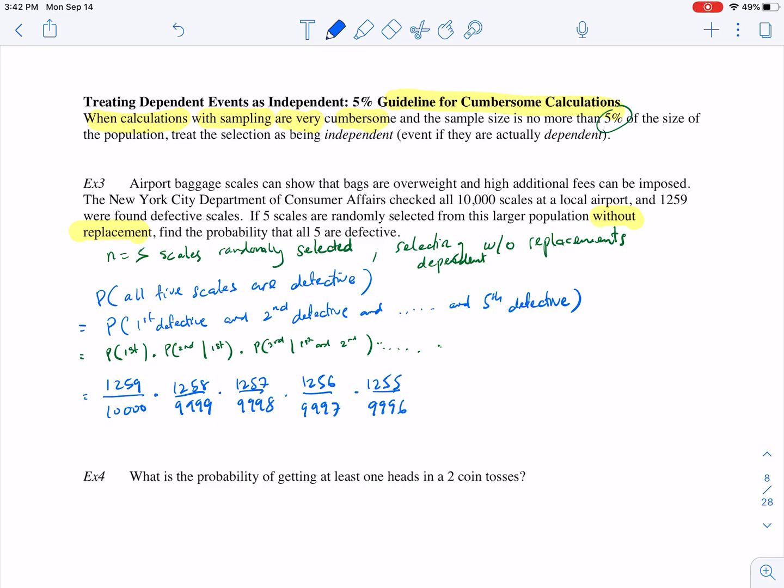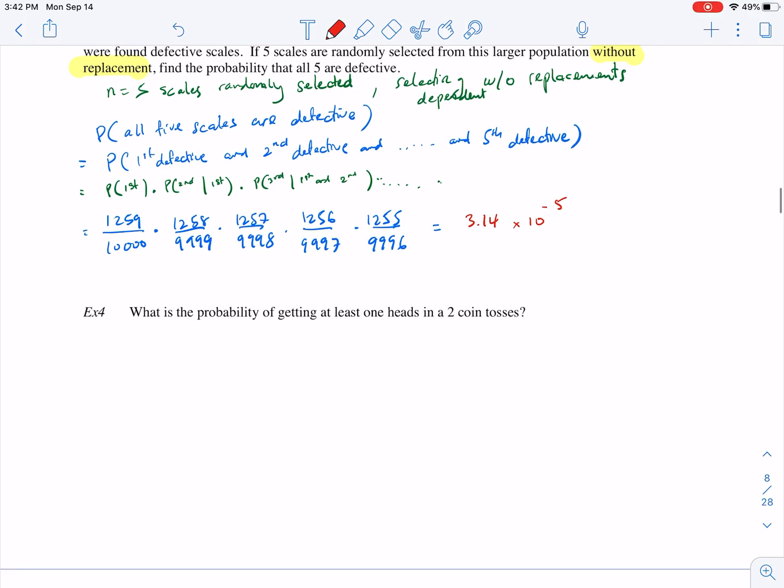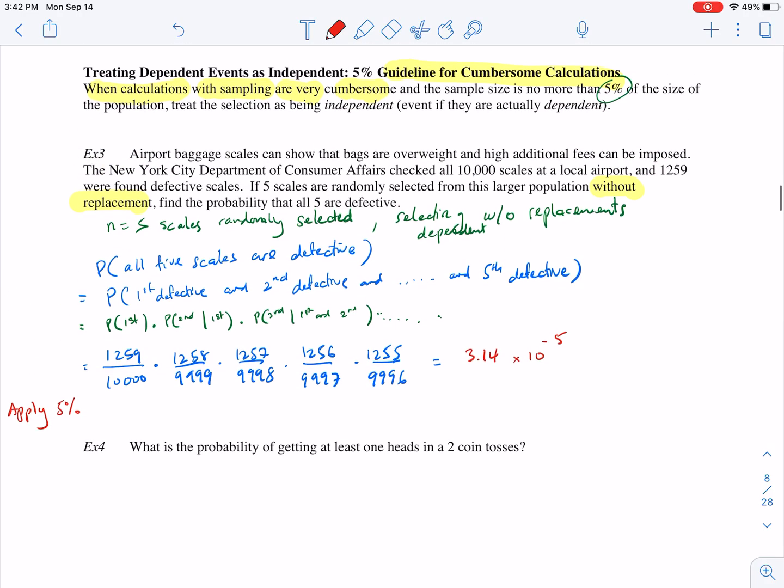So what I got here is 3.14 times 10 to the negative 5. Really small probability. Okay. Now let's go ahead and apply the 5% guideline.